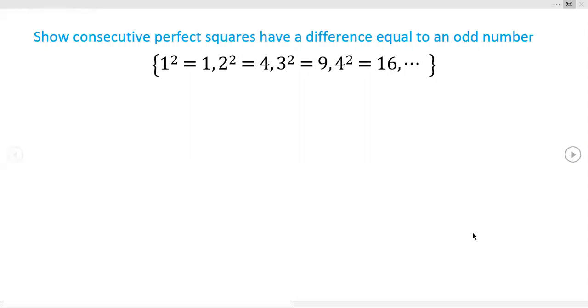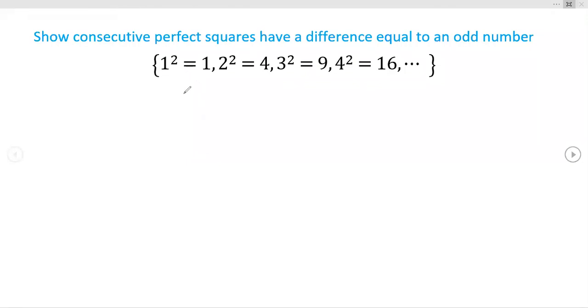Everybody, coming to you with a little bit of a word problem, a stated problem. And we're here today to show you that consecutive perfect squares must differ by an odd number. Now let's take a look here. I've done a list here of the first few.